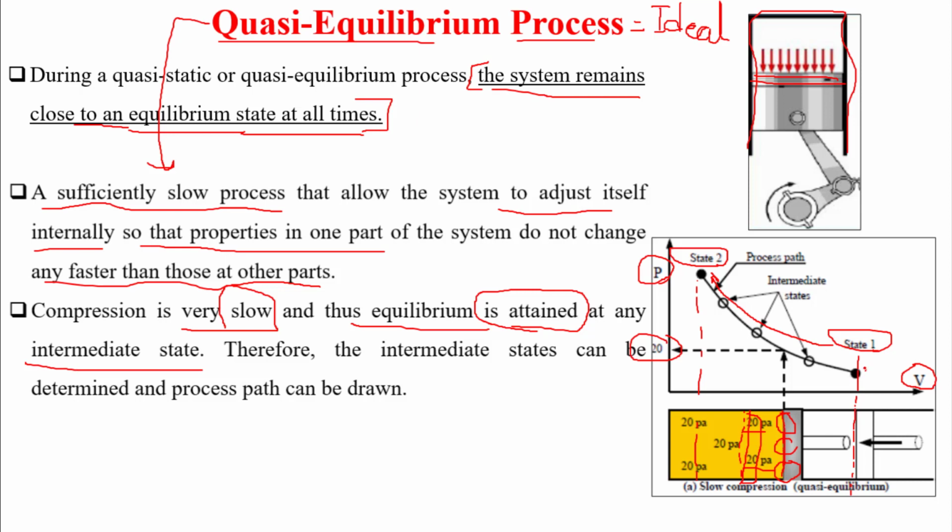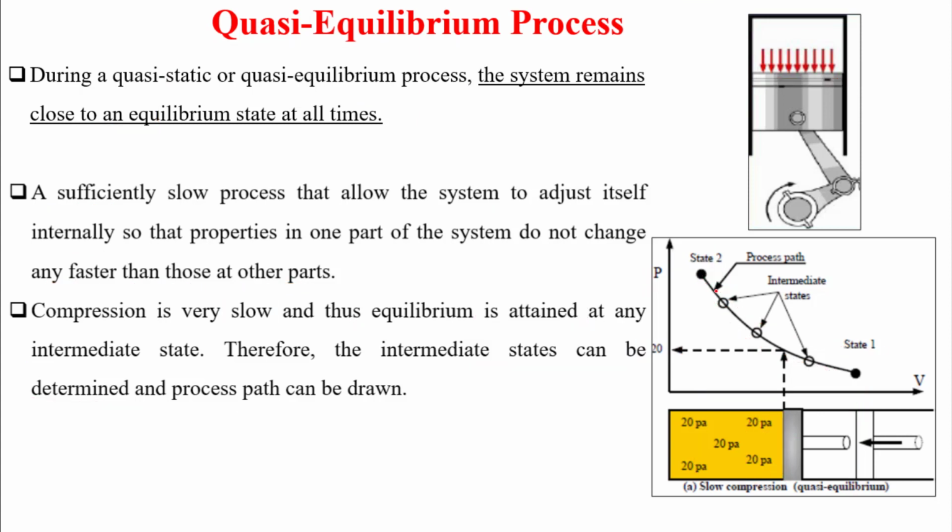So this is the starting state and this is the ending state, and those states in between are called intermediate states. Therefore, the intermediate states can be determined and the process path can be drawn easily. So the process line will be a continuous line, as you can see. Let me erase everything. We can easily draw the path line, which in this case is a continuous line.